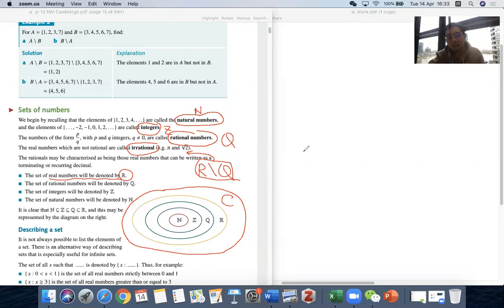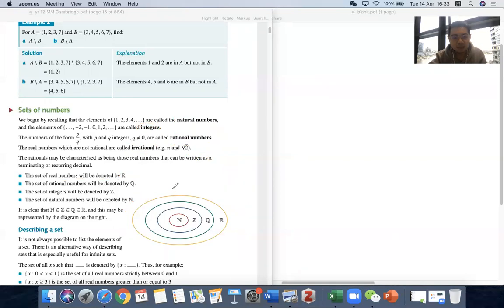But the good thing is, in math methods, we didn't really cover it. So for my following videos, if I do specialist math, I will talk about the complex number for you guys, okay? And the relationship between these four sets is N is a subset of Z, Z is a subset of Q, Q is a subset of R, okay? Hope that makes sense.